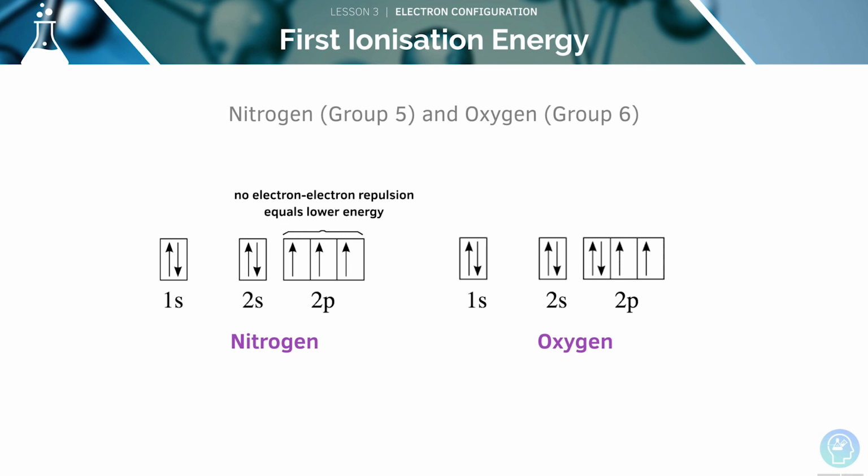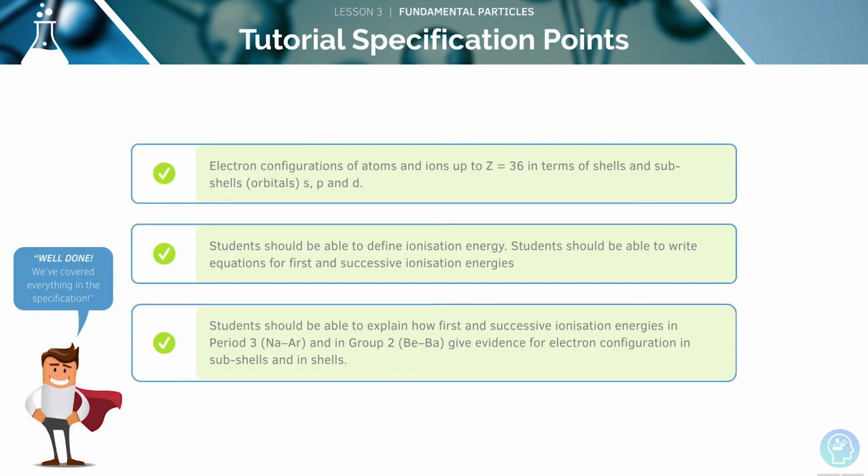In nitrogen, there is only 1 electron in each orbital. In oxygen, there are 2 orbitals with 1 electron each, and 1 orbital with 2 electrons. There is always more repulsion between a pair of electrons within an orbital.